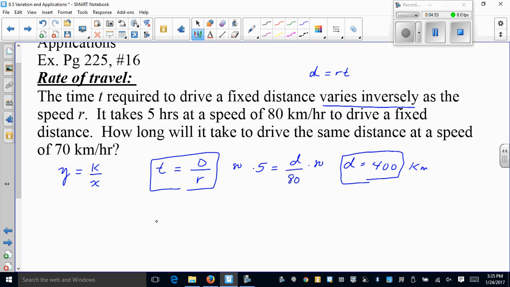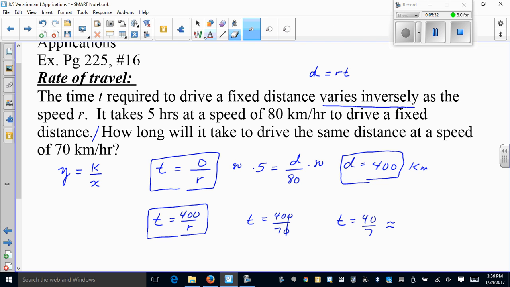So then we plug it back in. We have t equals 400 over r. Now that got us this far. This is how long will it take to drive the same distance at a speed of 70. So t equals 400 over 70. Let me square this, important information. Start reducing. And so t equals 40 over 7, and we know exactly how much it is as soon as we do the math.